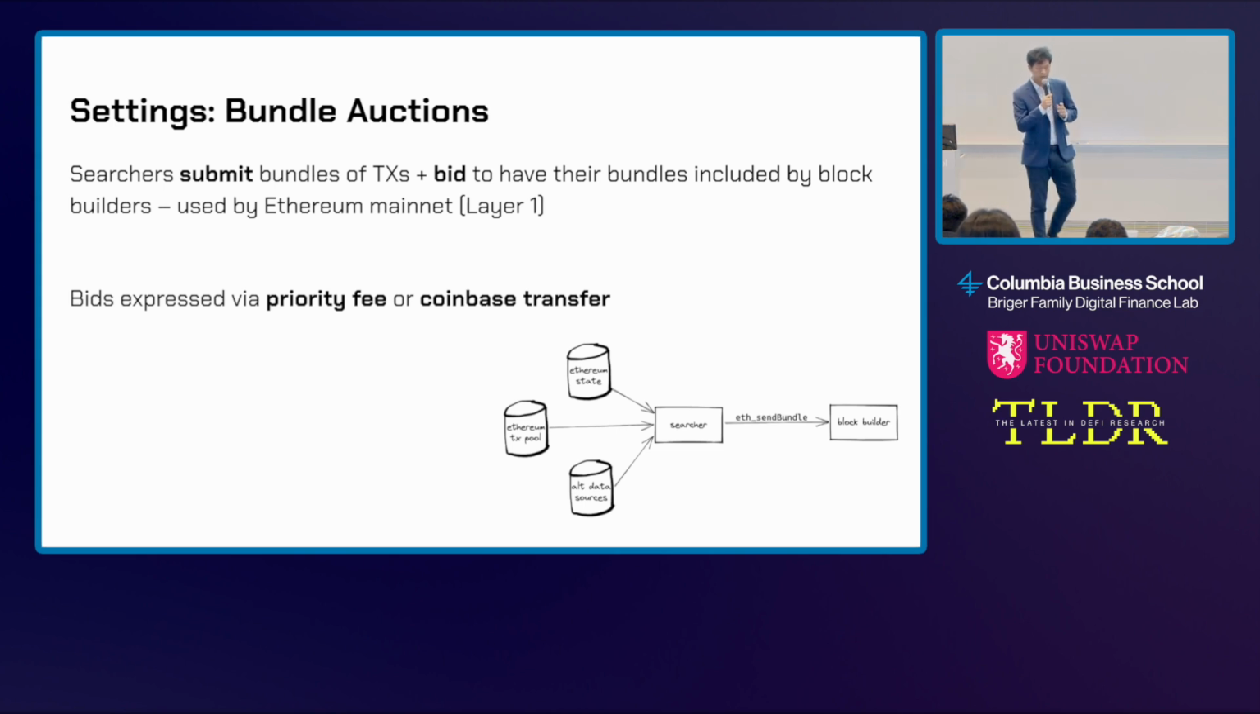There's a variety of settings in which revert protection can potentially be relevant. One such setting is bundle auctions on layer 1 chains such as the Ethereum mainnet. This is where searchers submit bundles of transactions and bid to have their bundles included by the block. These bids can be expressed via a priority fee or a coinbase transfer. And this last point matters because for coinbase transfers, the priority fee is only paid upon a successful transaction.